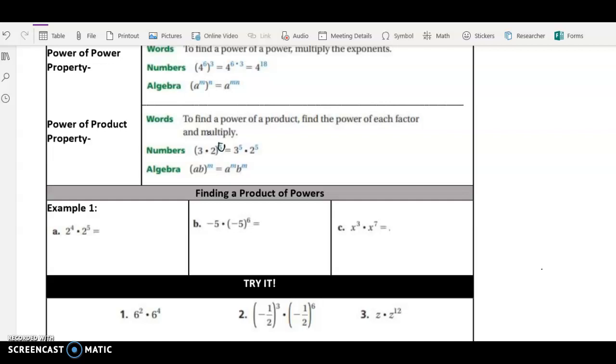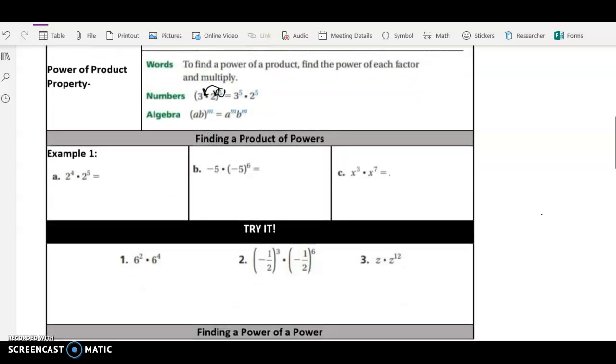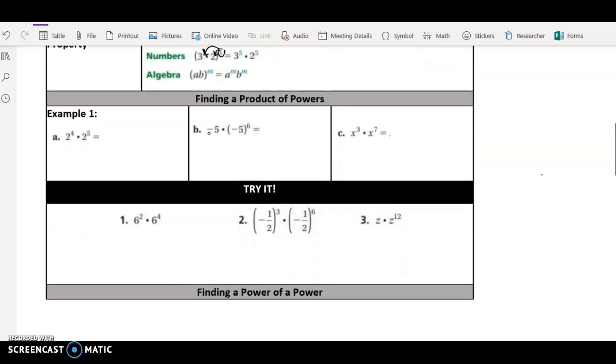So what we do is we take the exponent and we are going to bring it through to both numbers. And so we get 3 to the fifth and then 2 to the fifth. And I'll give you some examples of what that looks like later.